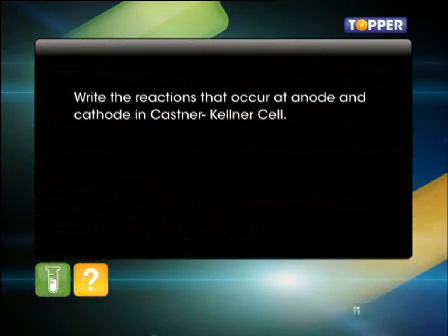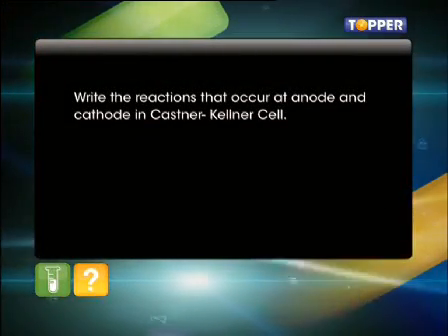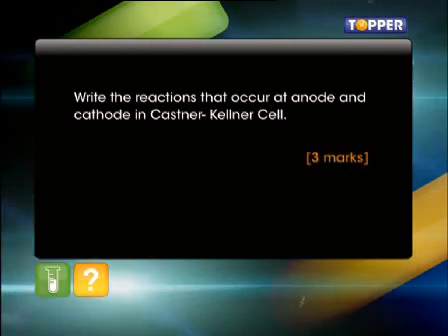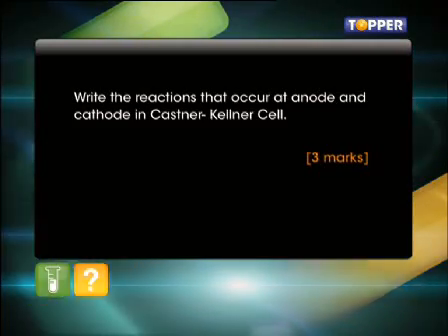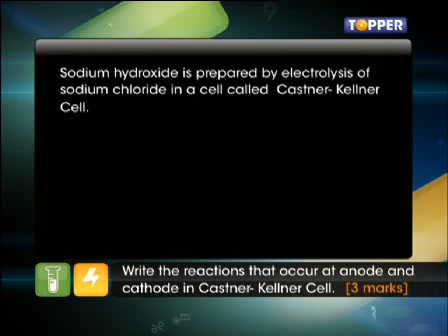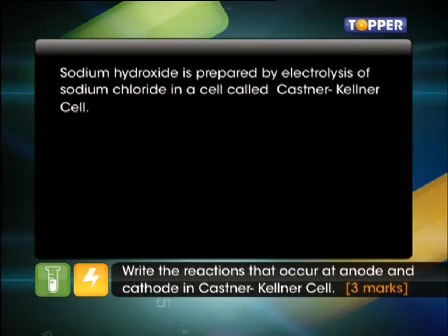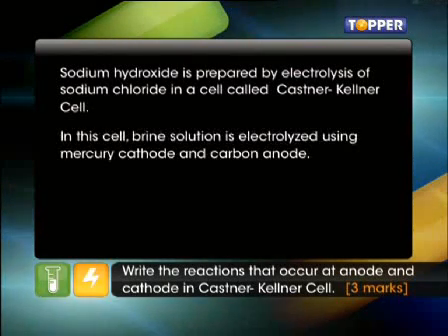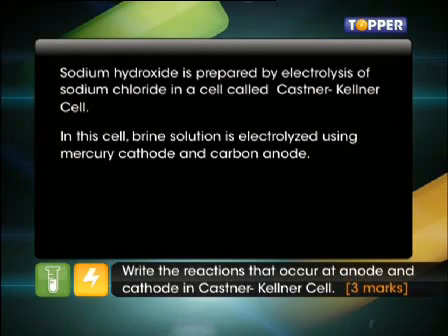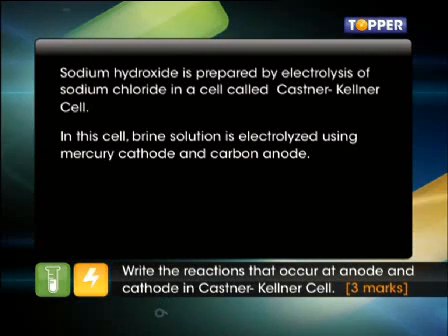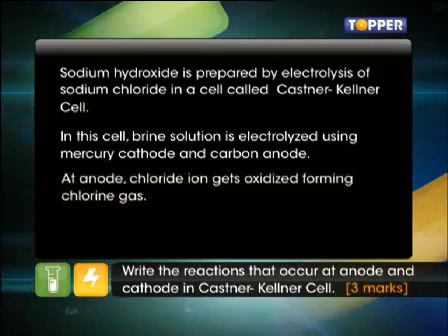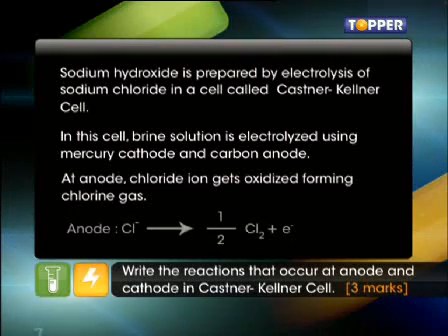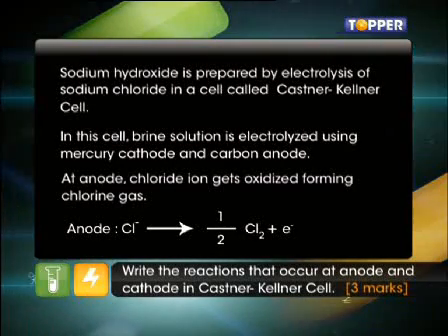Write the reactions that occur at anode and cathode in Kastner-Kellner cell. If this kind of question comes for 3 marks, here is how you must answer it. State that sodium hydroxide is prepared by electrolysis of sodium chloride in a cell called Kastner-Kellner cell. In this cell, brine solution is electrolyzed using mercury cathode and carbon anode. Chloride ion gets oxidized at anode, forming chlorine gas. Writing the explanation and reaction will fetch you 1 mark.